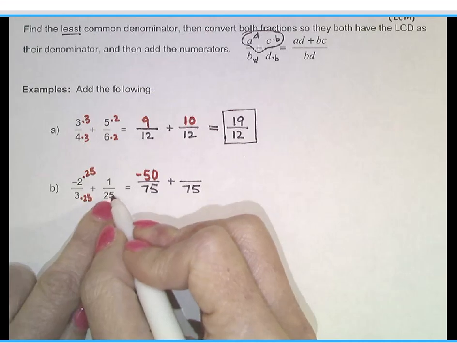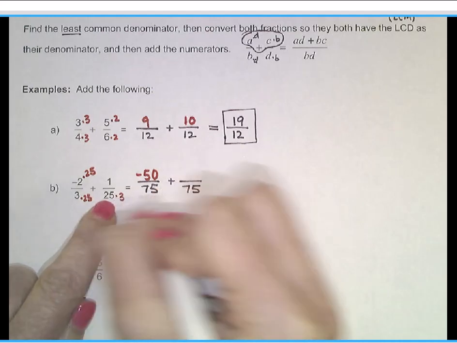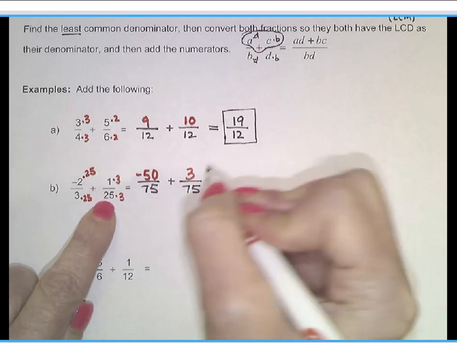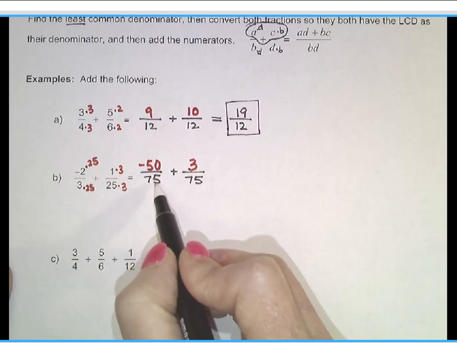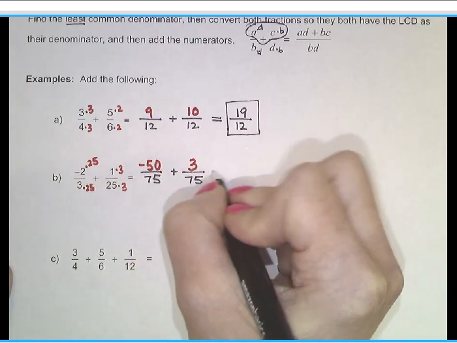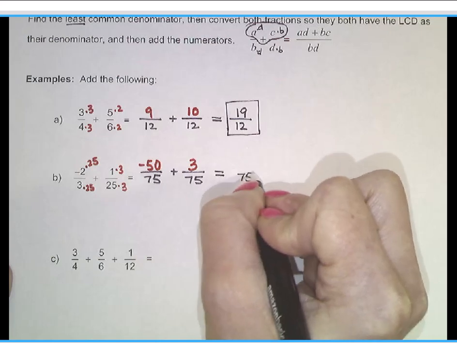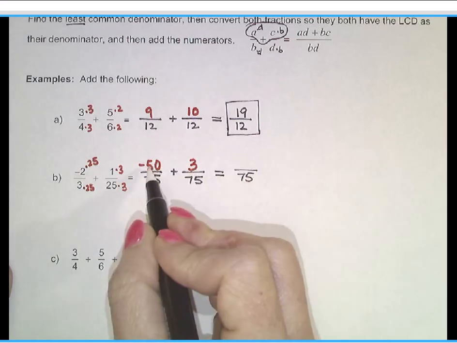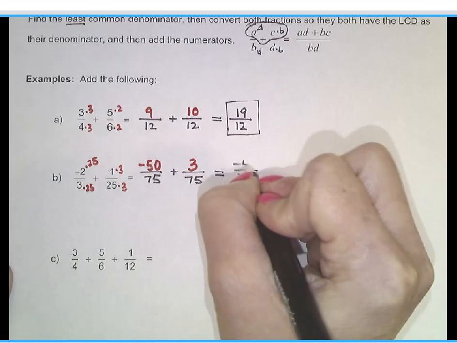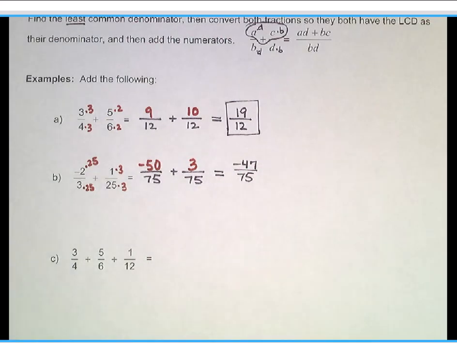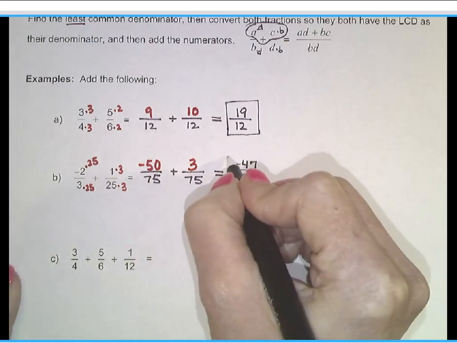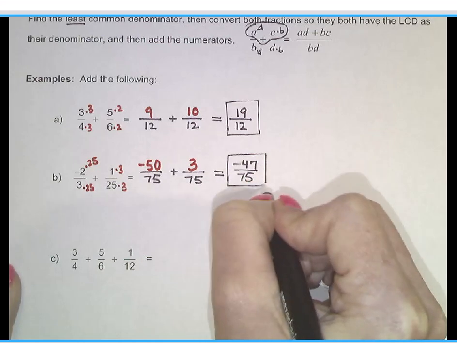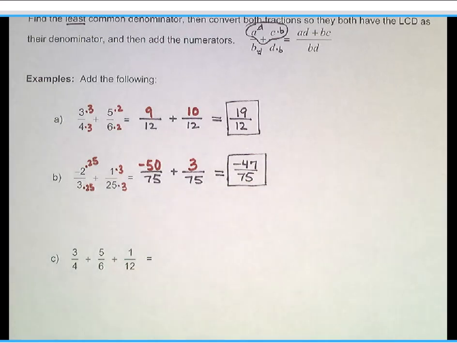For the second fraction, I'd have to multiply 25 by 3 to get 75. So I also multiply the top by 3. And I'm going to end up with -50/75 plus 3/75. Since they're both 75ths, you just have to add the numerators. And -50 plus 3 is -47. And 47 itself is a prime number, so this can't be simplified. That's as simplified as this one gets: negative 47 over 75. Make sure you get the negative in there.